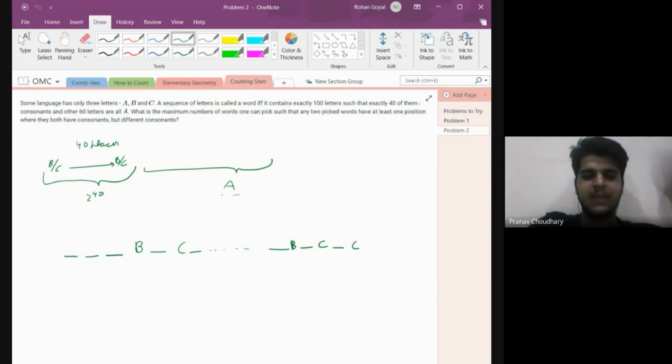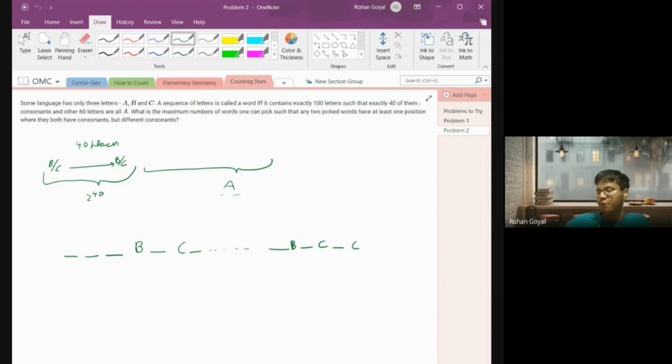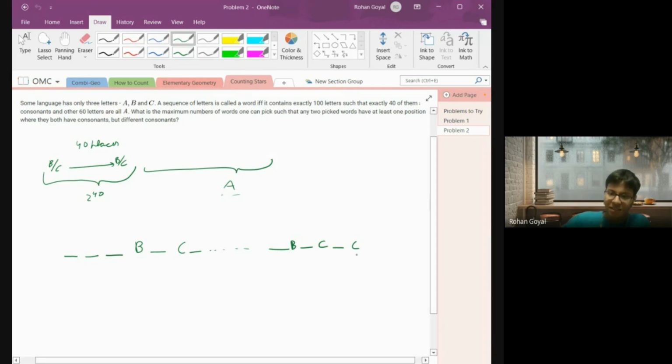And so what are we doing with this blank? I'll just rephrase the problem for you. If you're given blanks, what do you really want to do? Usually when you see blanks, you fill them. Good. What can you fill them with? What are your alphabets currently? B or C. Okay, for a given word, how many ways are there to fill them? There are 60 blanks and you have B or C as the option, so 2 to the 60.